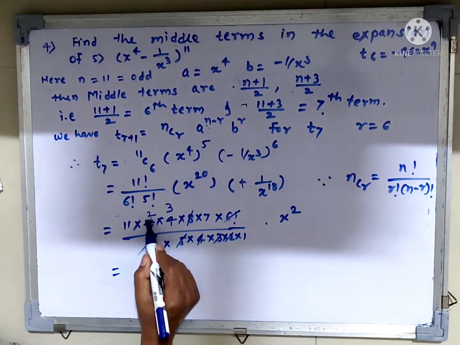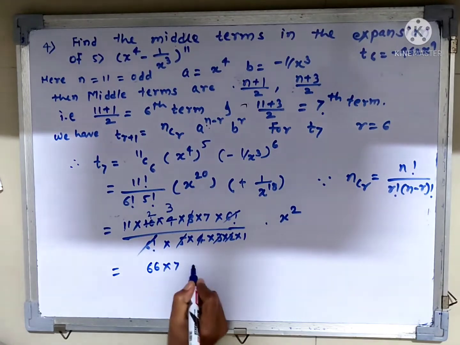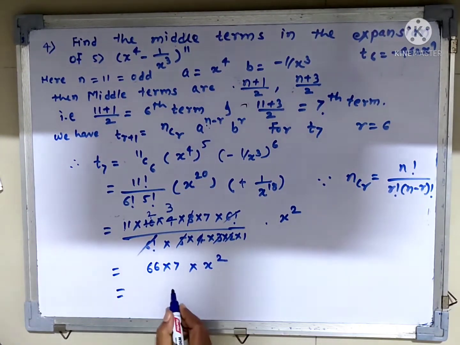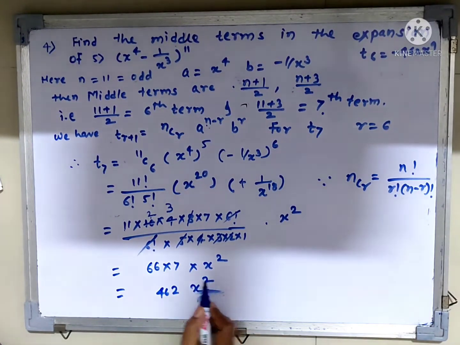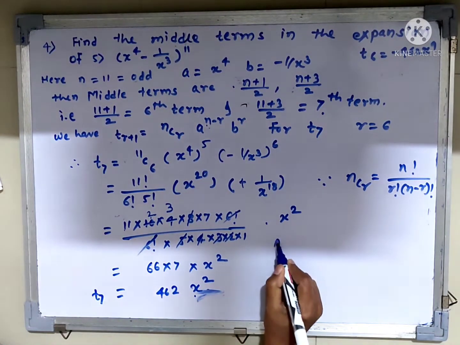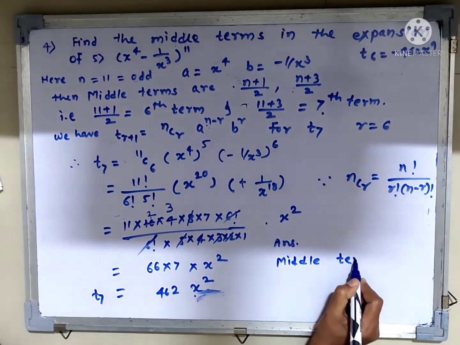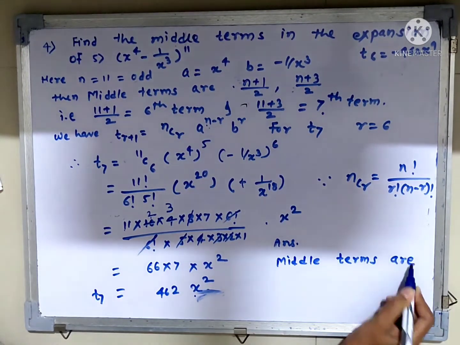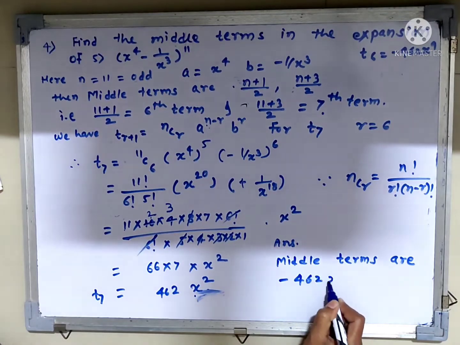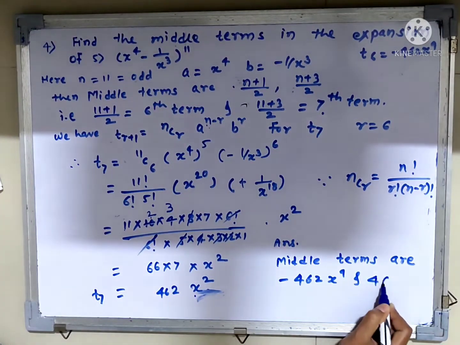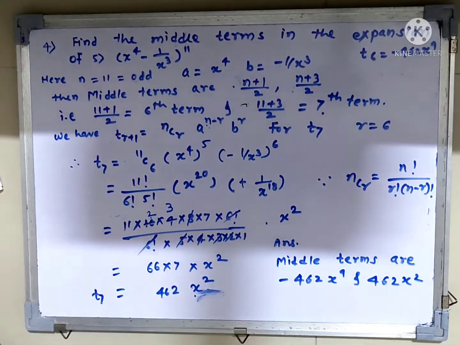3 into 2 is 6, 66 into 7 into x square, which is equal to 462 x square. It is a T7. Therefore, the middle terms are: minus 462 x raised to 9 and 462 x square. These are the two middle terms. Okay.